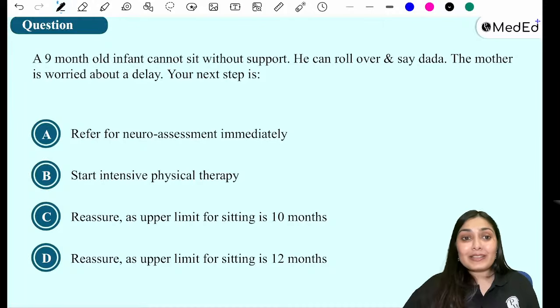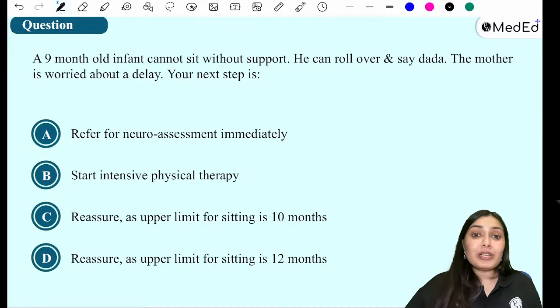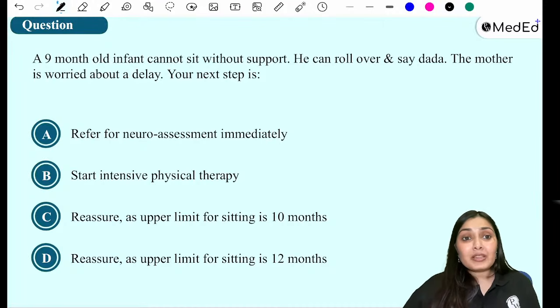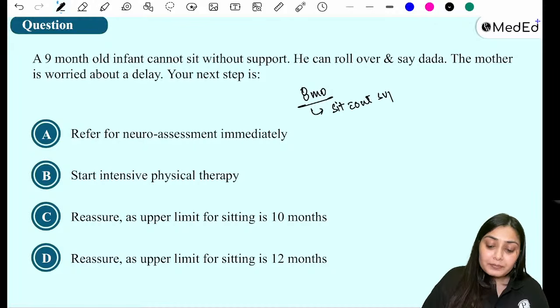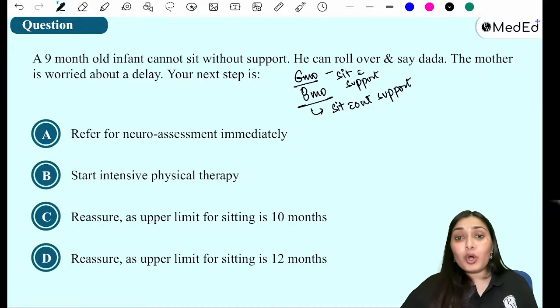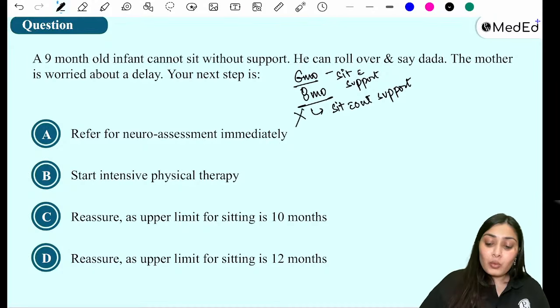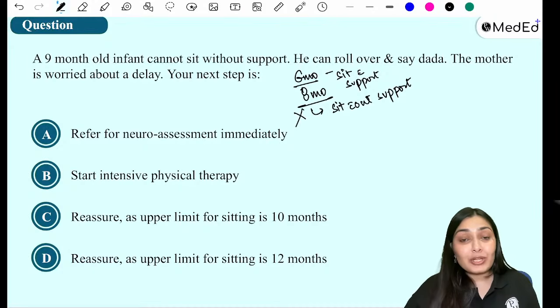So let's dissect this question. I have a 9-month-old infant with me. We all know that usually sitting without support comes at 8 months. Sitting with support comes at 6 months, and sitting without support comes at 8 months. So this child cannot sit without support. That means this milestone has not happened.